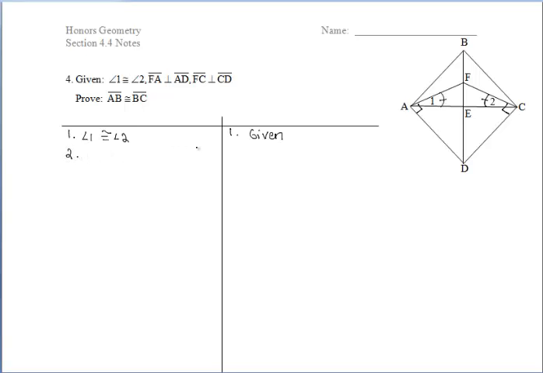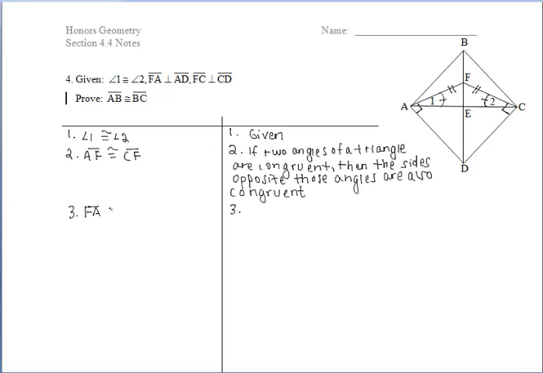There may be more than one way to approach this proof, there probably is, but I'm going to go over the way that I went about this proof. So for this, I recognize that since angles 1 and 2 are congruent, we can get the sides opposite those angles congruent. So segments AF and FC in that triangle AFC. Because if two angles of a triangle are congruent, then the sides opposite those angles are also congruent.